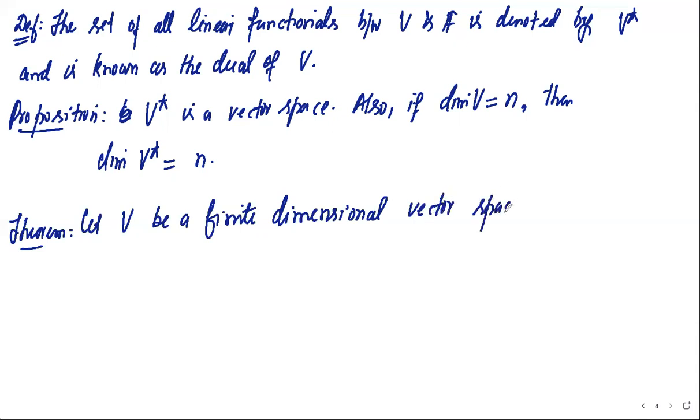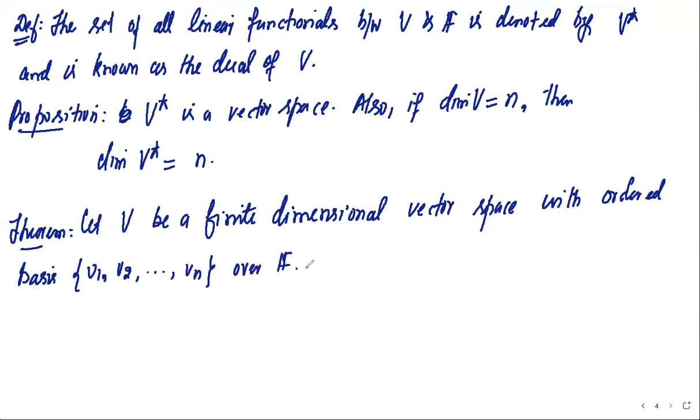Let V be a finite dimensional vector space with ordered basis V1, V2, Vn over a field F. Then there exist linear functionals.